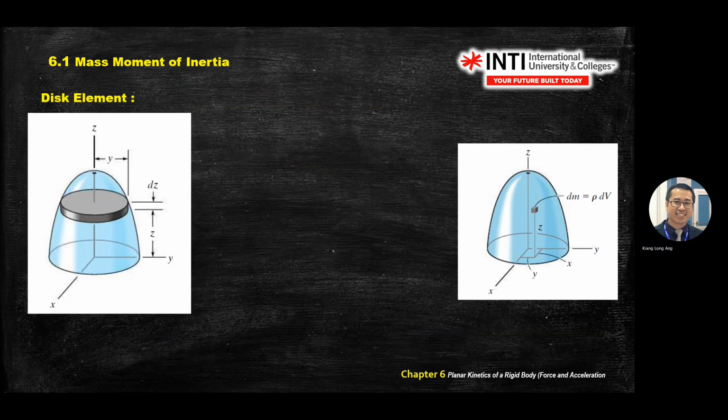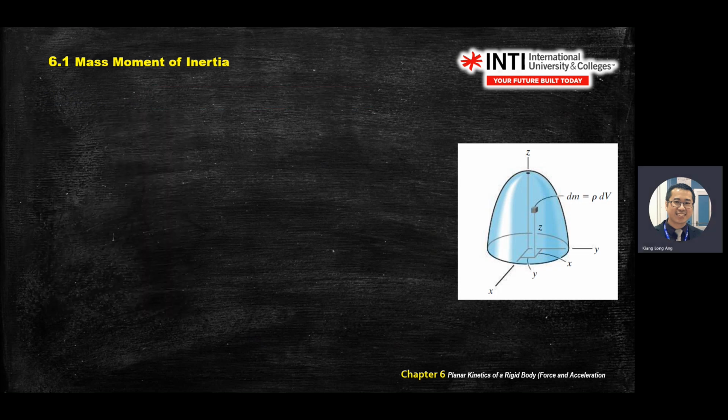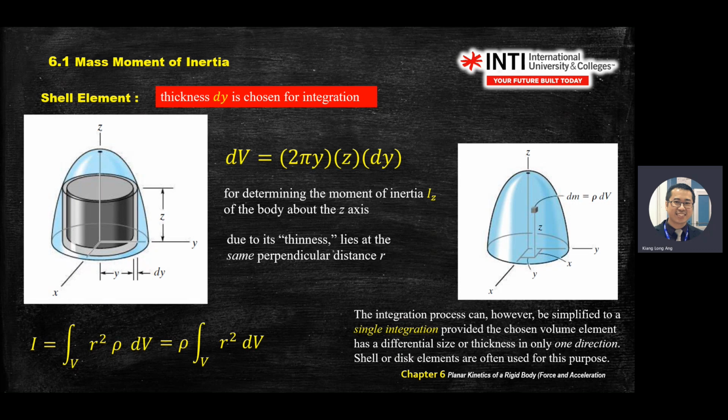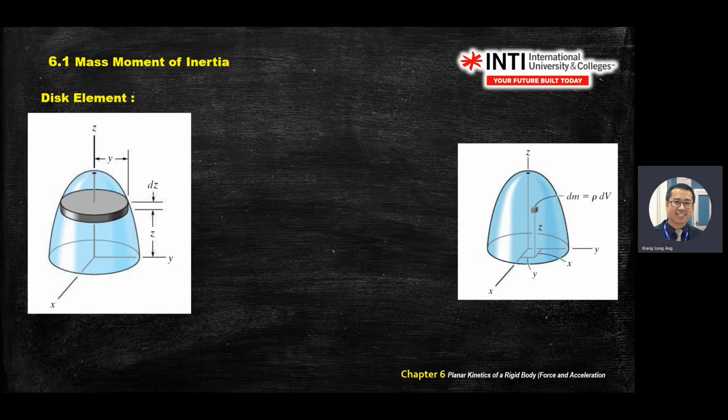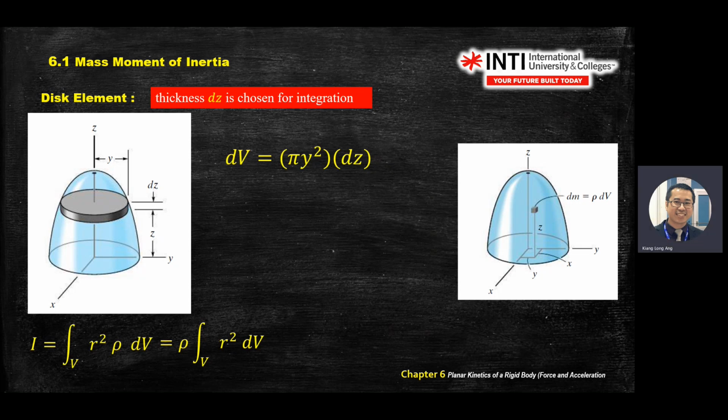Okay. For this element, just now was cylindrical. You choose the thickness. Now, what about the z? The z, same. How do you find the volume of this dV? You take the area. Area is pi r square. Now your r is y. So pi y square dz, you get your volume. You are referring to z if you use pi y square dz.